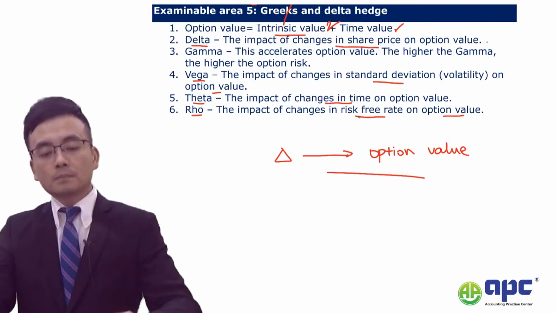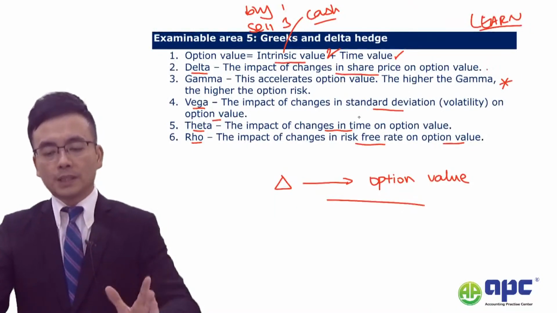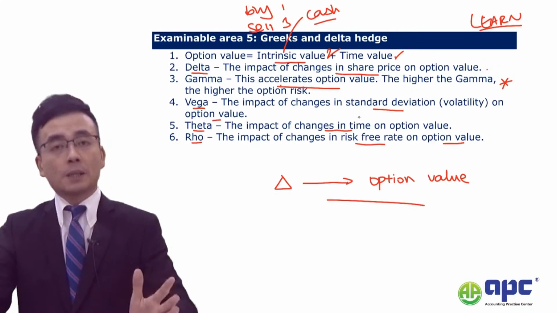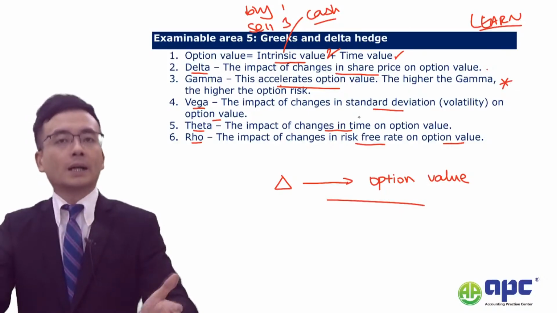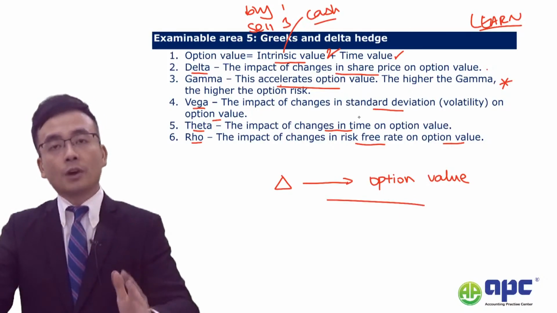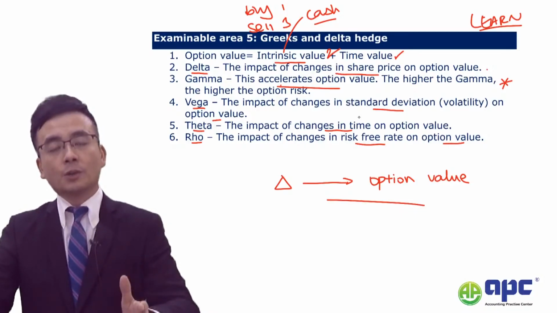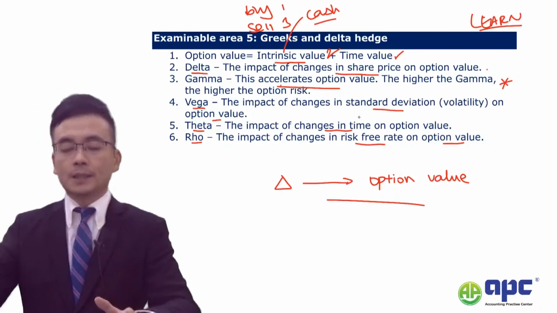But how about gamma? If you're not sure about that, just put the keywords. It's just to accelerate the option value. If the gamma is high, I can earn more or I can lose more. Simple. You don't need to know the calculations for that at the moment, but you will need to memorize what it is in the exam.